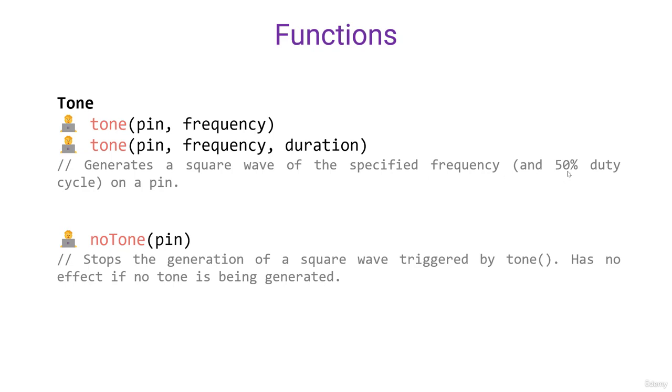And there is another function that is called noTone, and it takes an argument that is only the pin number. What it does, it stops the generation of a square wave triggered by the tone and has no effect if no tone is being generated. So these two functions we will be using.